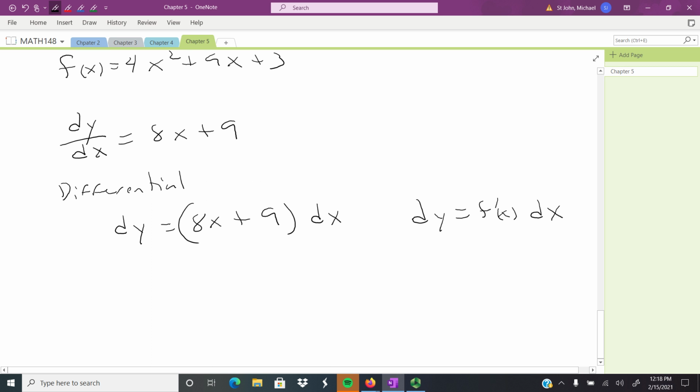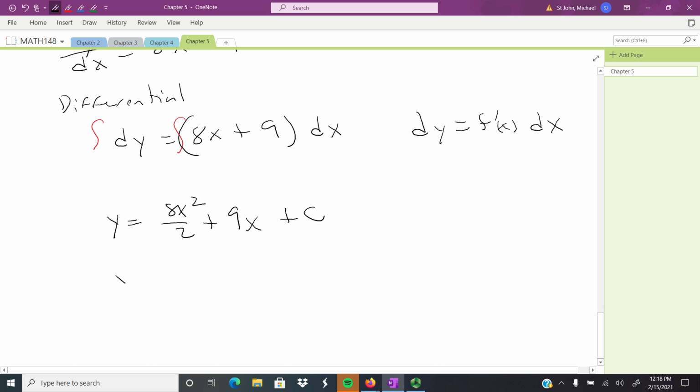Well, it ends up that derivatives and integrals are the opposite of each other. So if I integrate both sides here, this becomes y equals 8x squared over 2 plus 9x plus c. So y equals 4x squared plus 9x plus c. And then if we have whatever information that went with my original, we can figure out what the c is. Right?